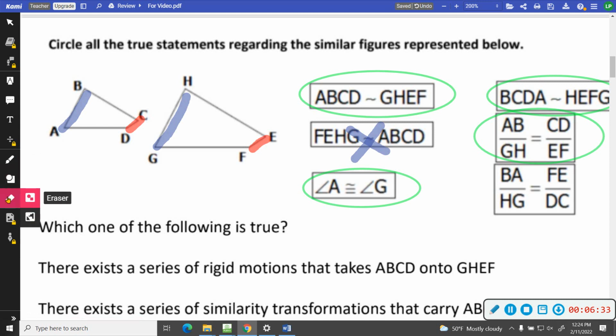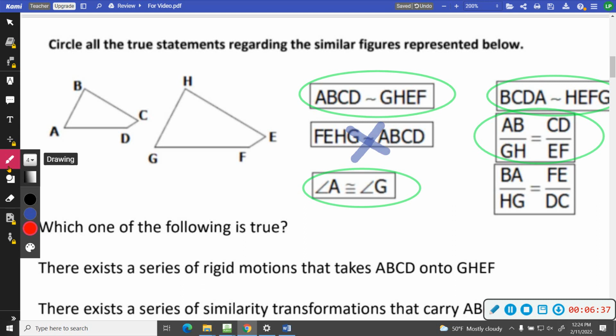Next one. They go BA to HG. Okay, left to right. But then when they go left to right, then they go right to left. And so you can't go left, right, and then right, left. So this one would not be true.